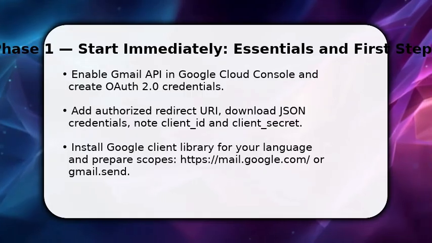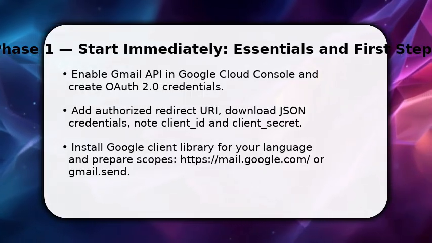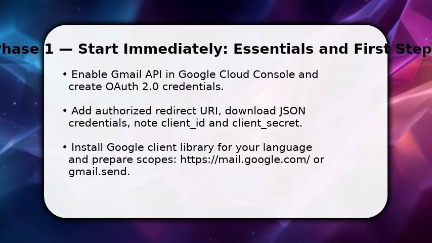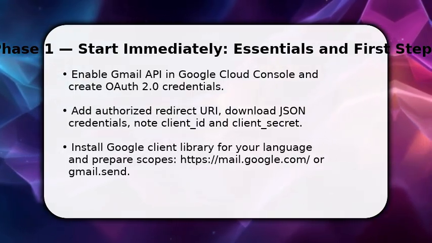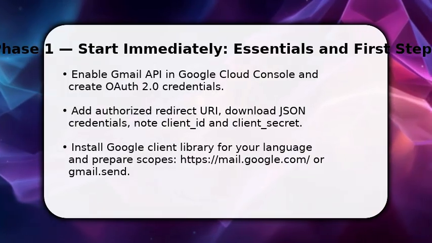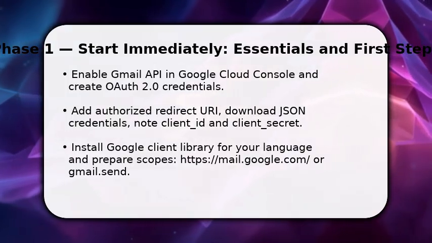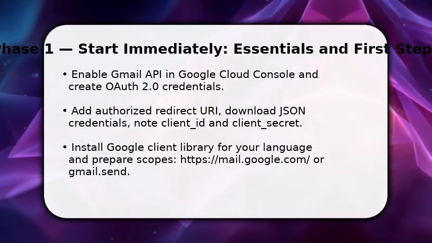You start by enabling the Gmail API in Google Cloud. Do that now, then create OAuth 2.0 credentials for a web or desktop app. Once done, add an authorized redirect URI and download the JSON credentials. Make sure you note client ID and client secret.